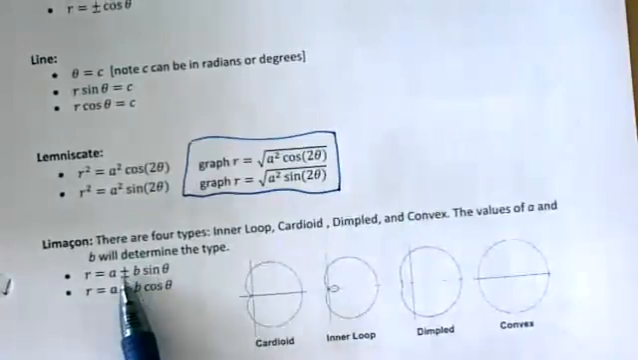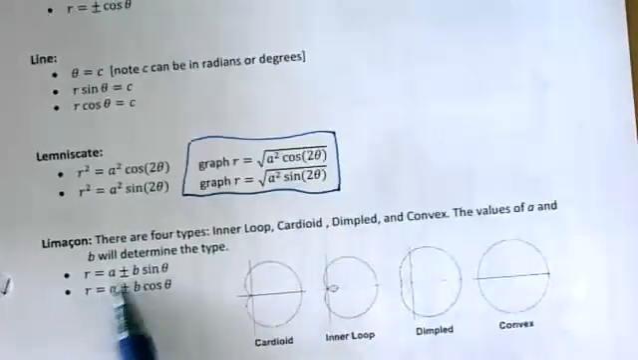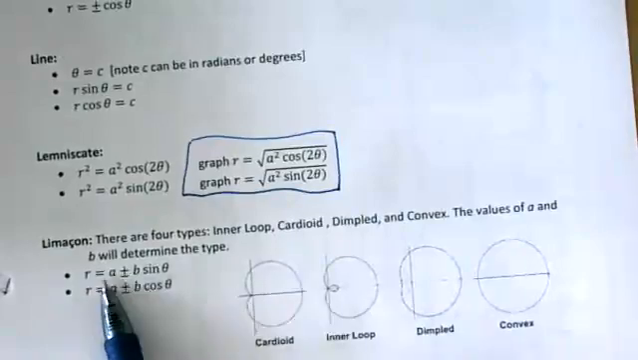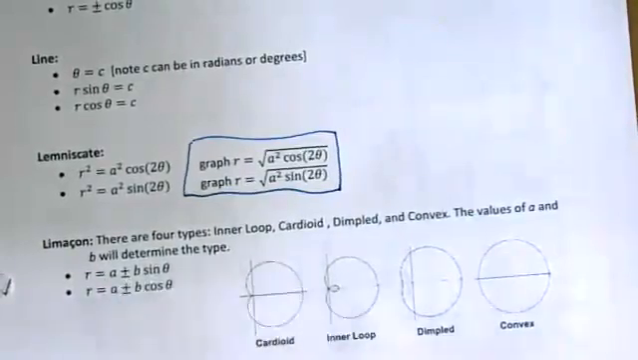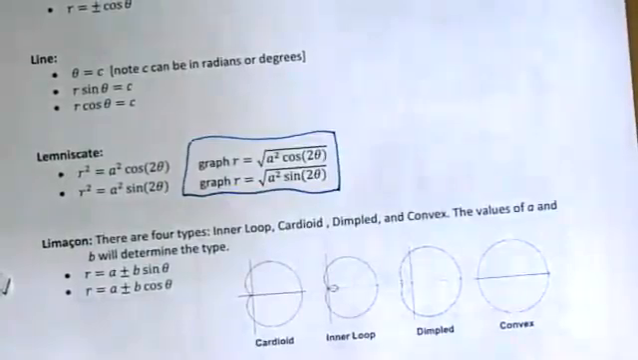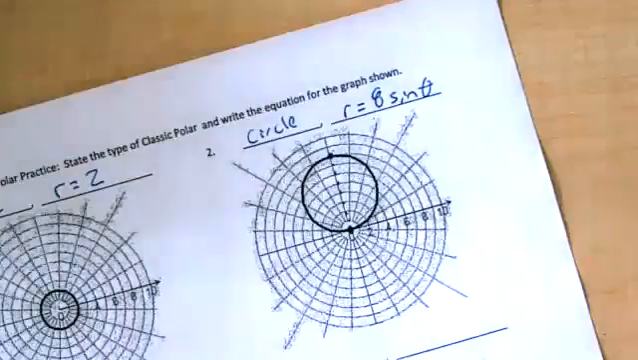Try changing the plus to a minus. Try picking a and b values that are the same, like maybe a 3 and a 3. Try doing some where a is bigger than b. Try doing some where b is bigger than a. Try changing from sine to cosine and see what that does. And as you're doing that, you'll see some of the patterns in these graphs and see if you can figure out how to make these graphs.